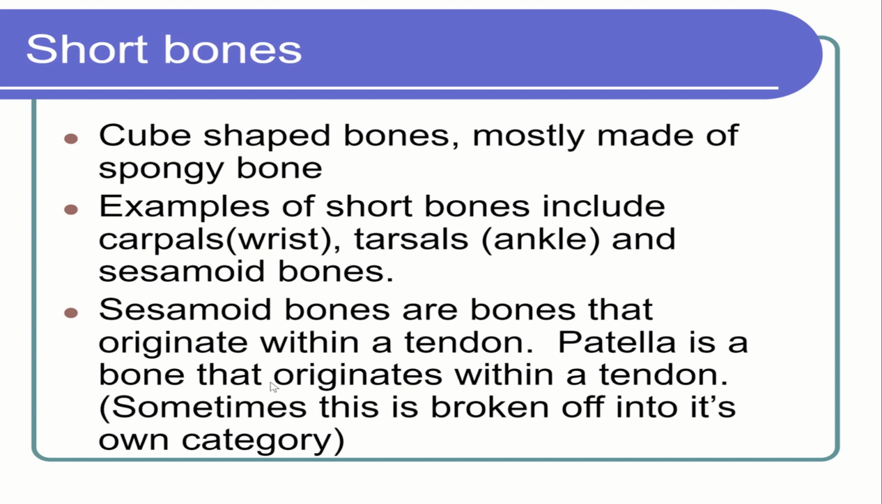Then we have short bones. These are bones that are basically equal in length to their width. So these are cube-shaped bones. These are the bones of the ankle and wrist. This also sometimes includes the sesamoid bones. These are bones that are found exclusively in a tendon. They don't actually align with any others. The patella is the best example of a sesamoid bone. Sometimes you will see sesamoid bones set off in their own category. Sometimes you will see them lumped in here with short bones.